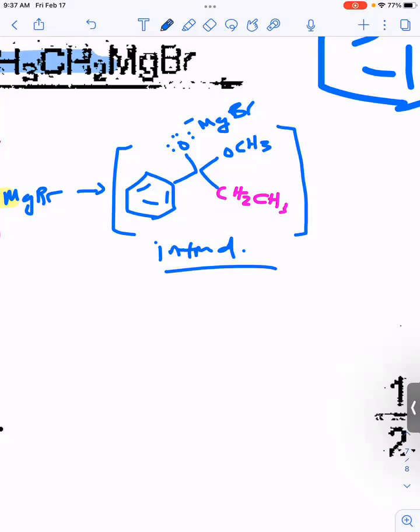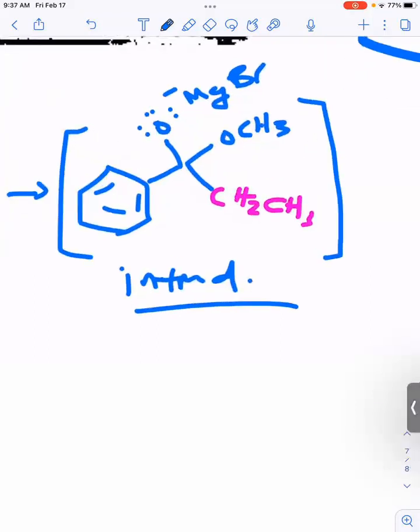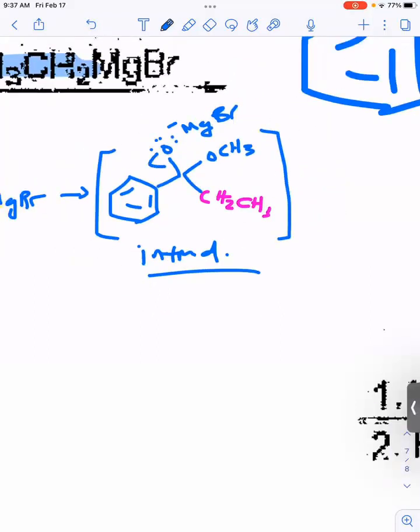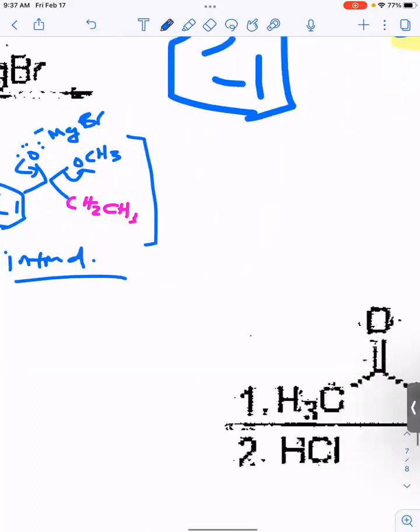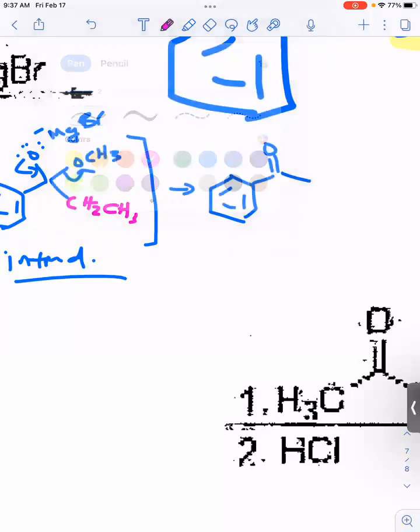The 2 electrons from the oxygen form a double bond, and the carbon oxygen bond breaks. Good. And that's going to give me a what? What functional group? A ketone. Ketone.